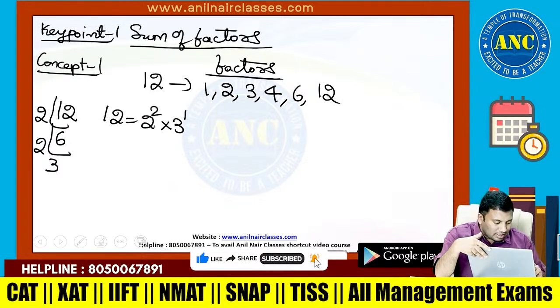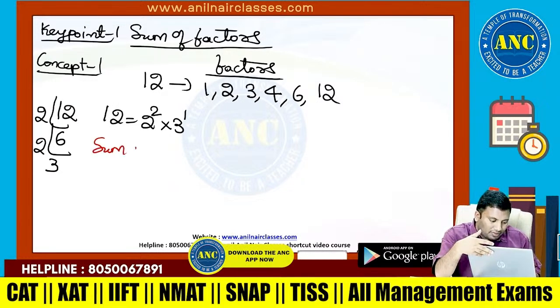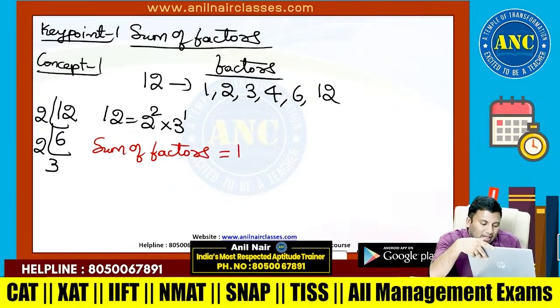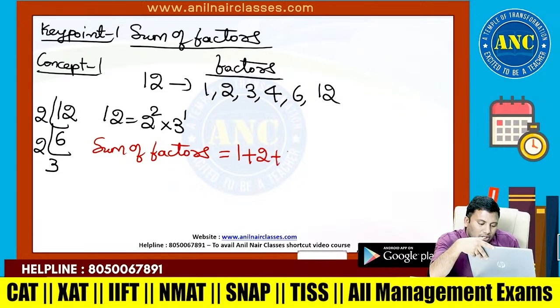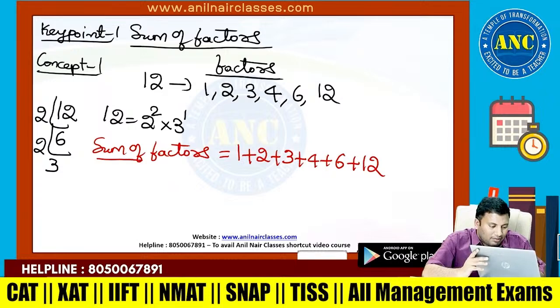Concept 1 says find the factors, add them and tell the answer. So the sum of the factors is 1 plus 2 plus 3 plus 4 plus 6 plus 12. This is the sum of the factors. But it involves finding these values and adding them.